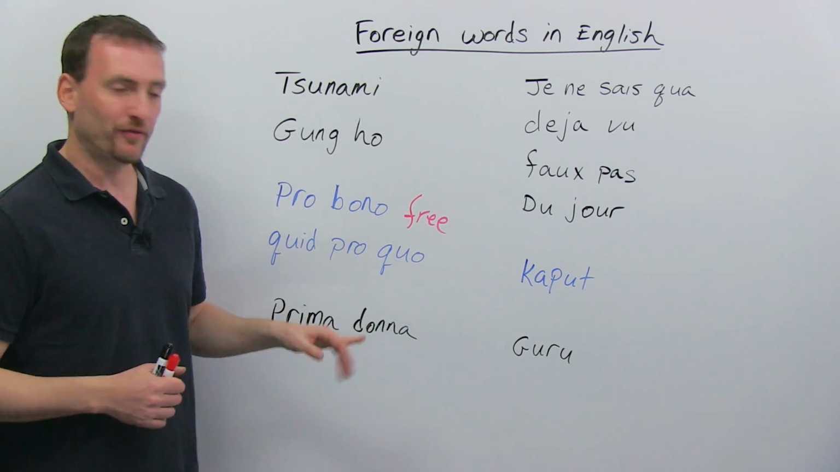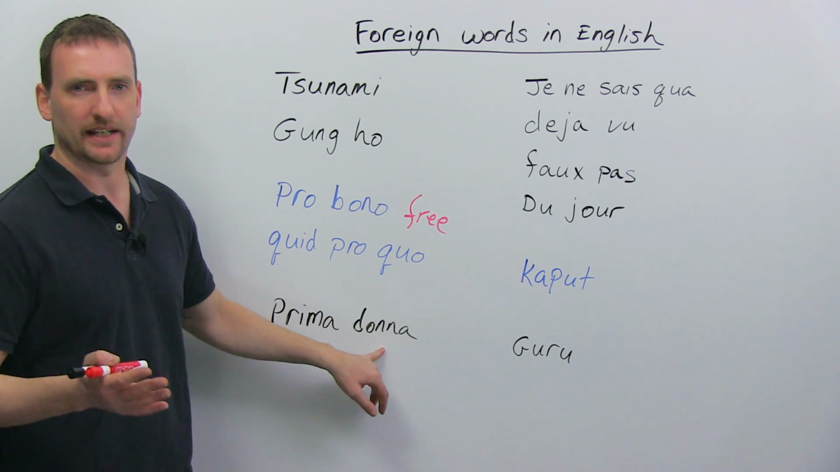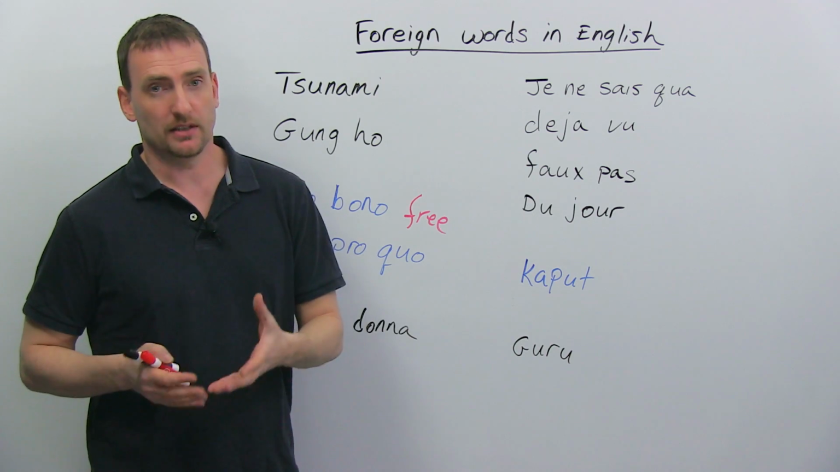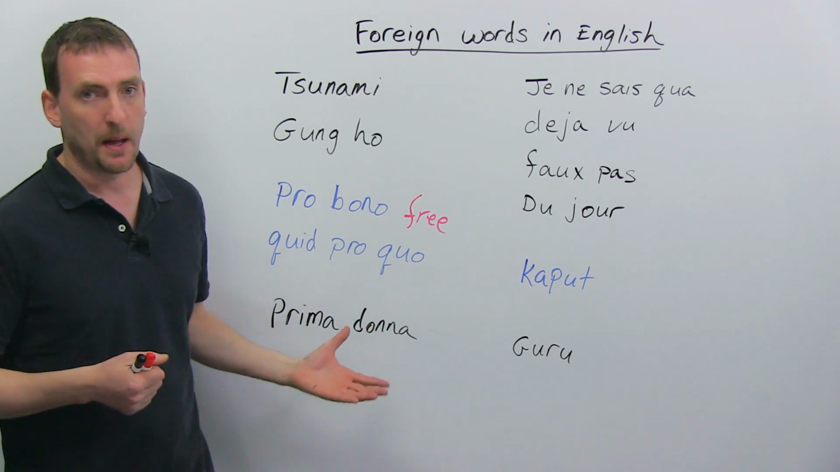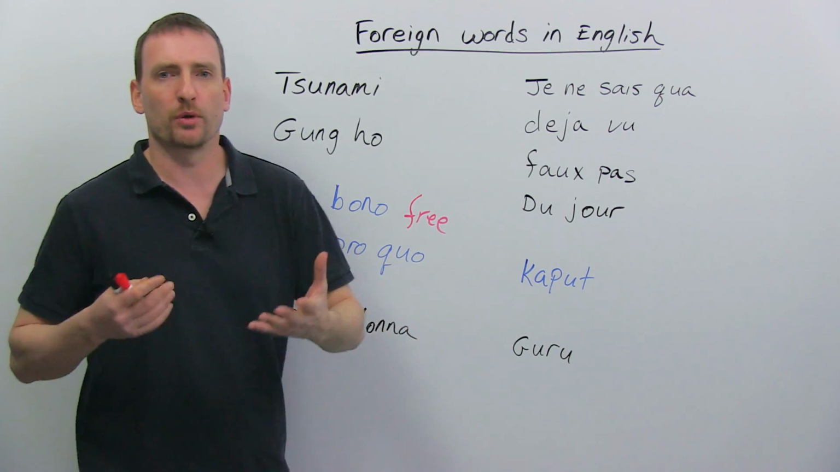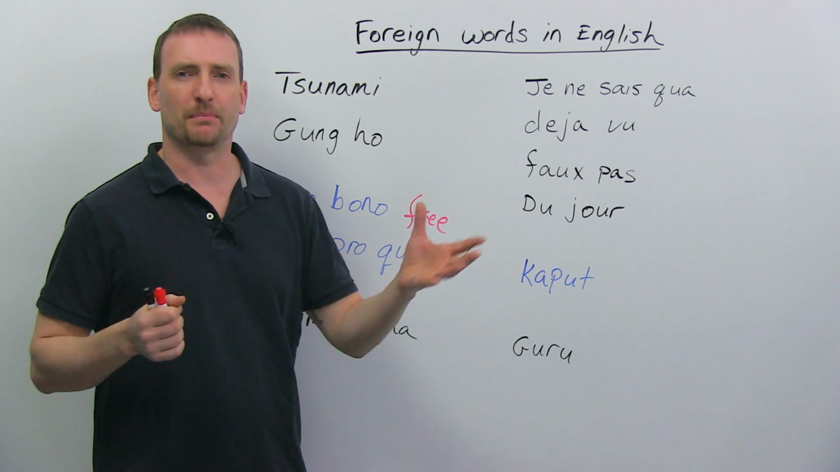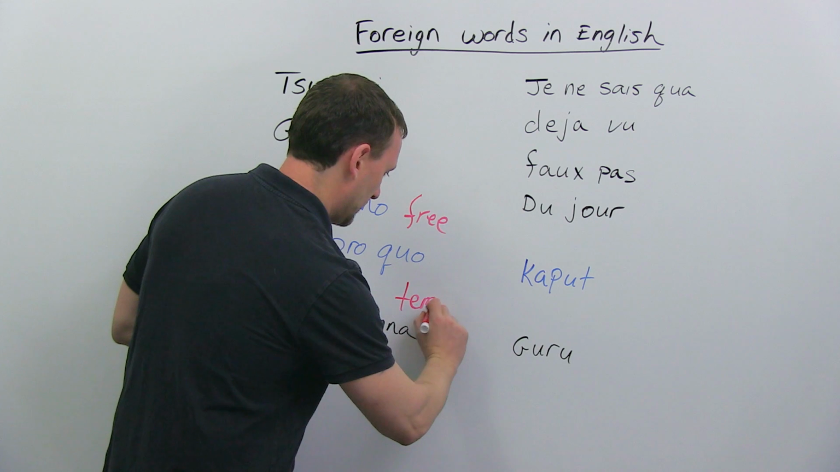Okay, so now we're going to move to the Italian prima donna. Now, prima means first, donna means lady, so it's the first lady. So when we speak about the opera, the lead female singer is the prima donna, but we mean it as a woman or a person. It doesn't have to be a woman, it could be a man who's a prima donna, but it's somebody who's very temperamental. So let me write that for you.